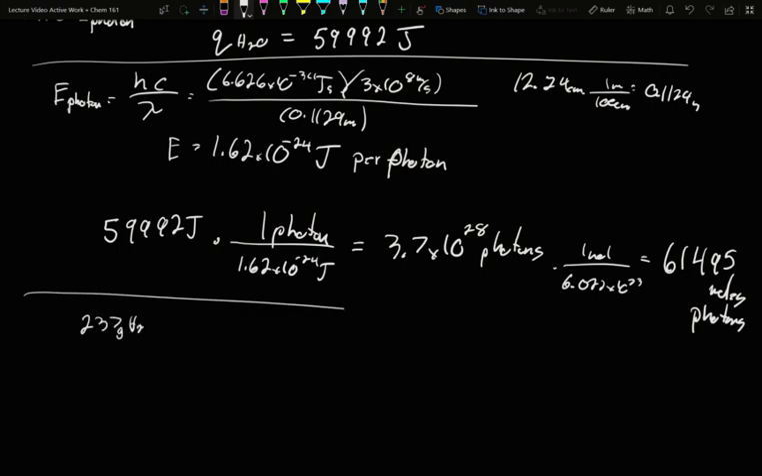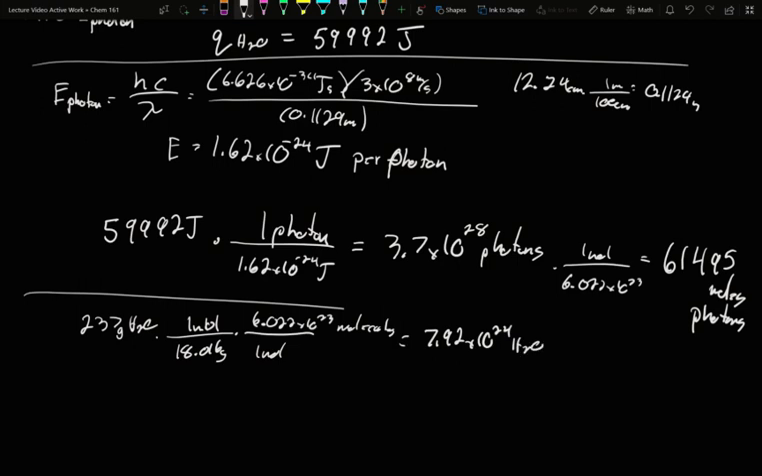237 grams of water. Well, there is 18.016 grams in every 1 mole. And 1 mole has 6.022 times 10 to the 23 molecules. So we can find out how many molecules of water there is, and we know the total number of photons. So there is 7.92 times 10 to the 24 H2O molecules.